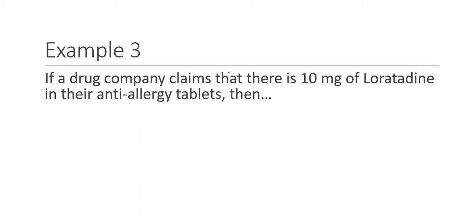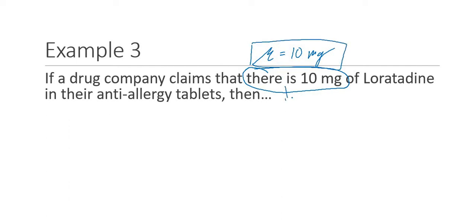So, let's see. The claim is that there is 10 milligrams of loratadine. Now, there is no less, more, at least, at most. Therefore, they are claiming that the mean or the average value is 10 milligrams. And since this is the claim, equality, this will be now automatically our null hypothesis because the claim is equality. So our null hypothesis would be the mean is equal to 10 milligrams.